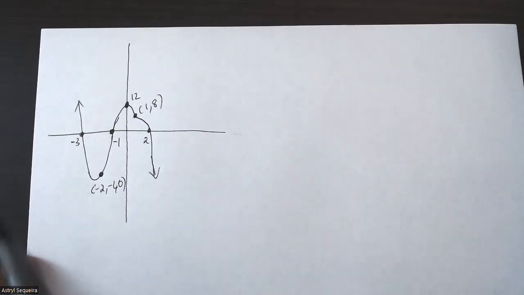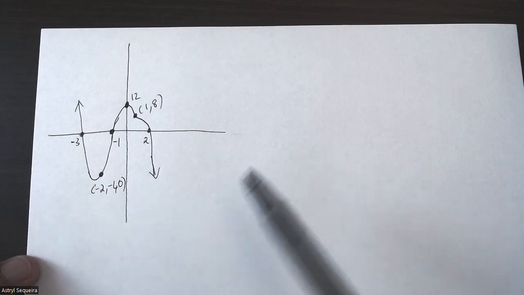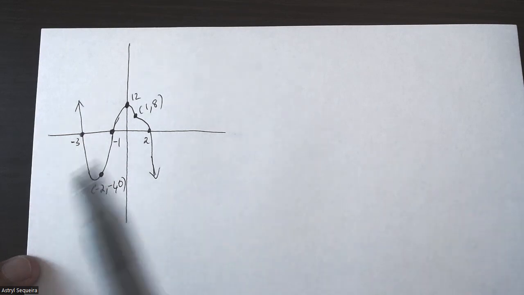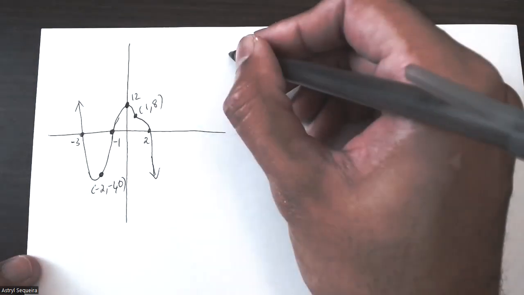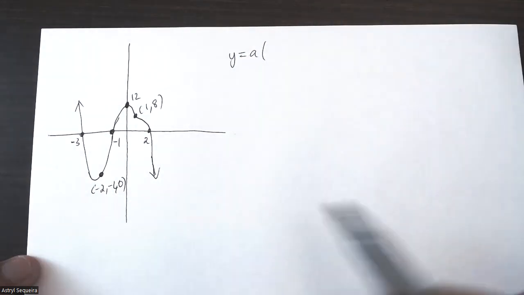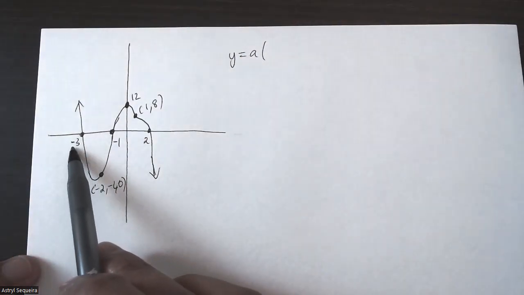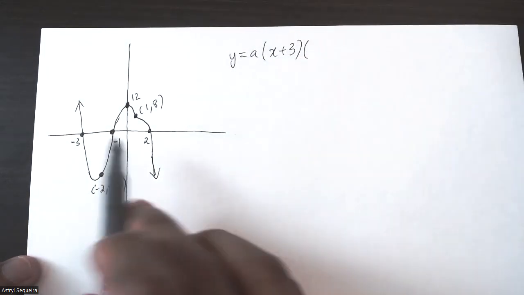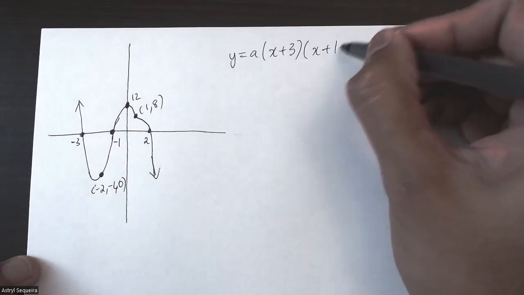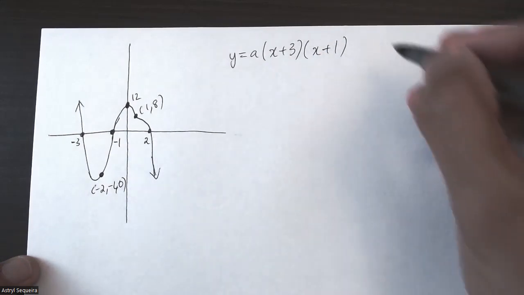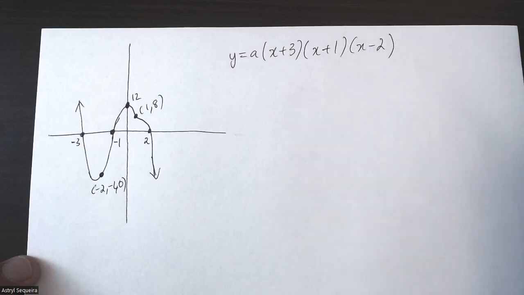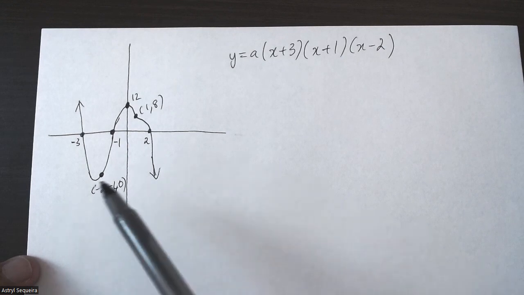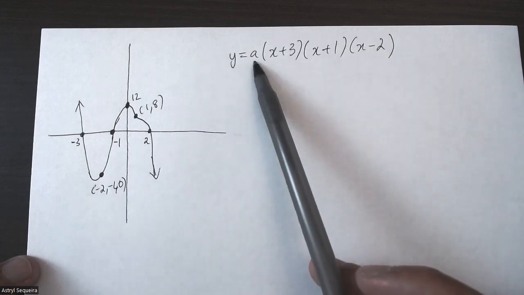All right, so in this video, we want to find the equation of this polynomial function over here in factored form. So generally speaking, when we get an equation like this, we always start with y equals a, and then we look at our x-intercepts. If I have an x-intercept of -3, it's x plus 3. Then -1 means I have x plus 1. And +2 means I have x minus 2. Then typically after that, we would sub in any other point and solve for a.